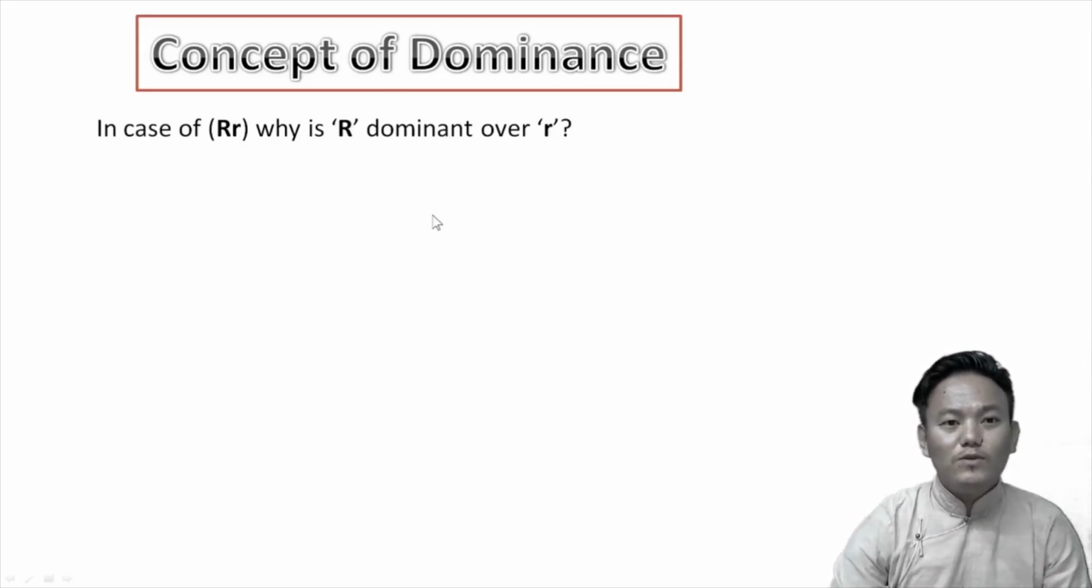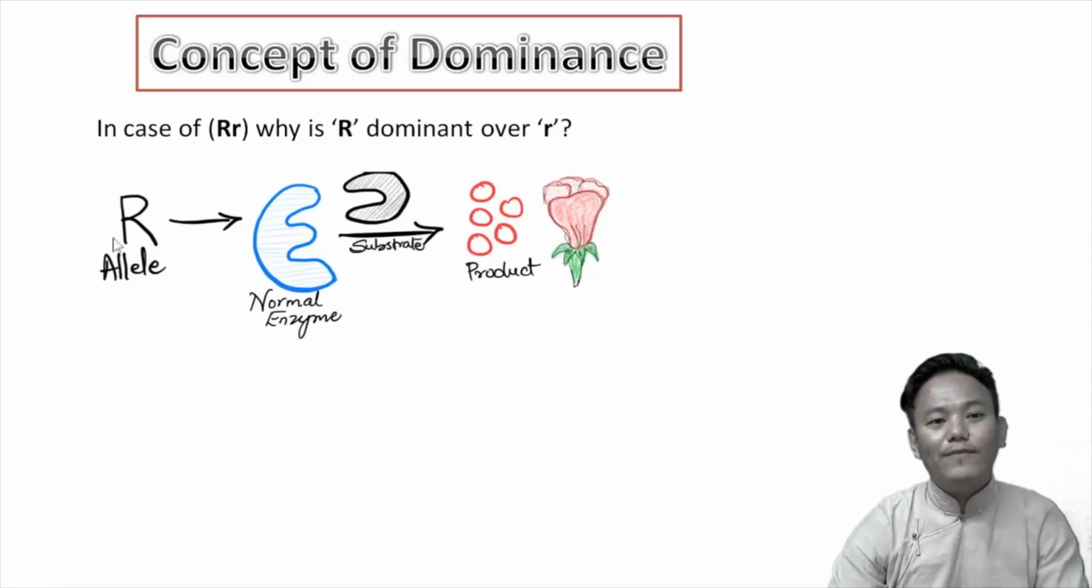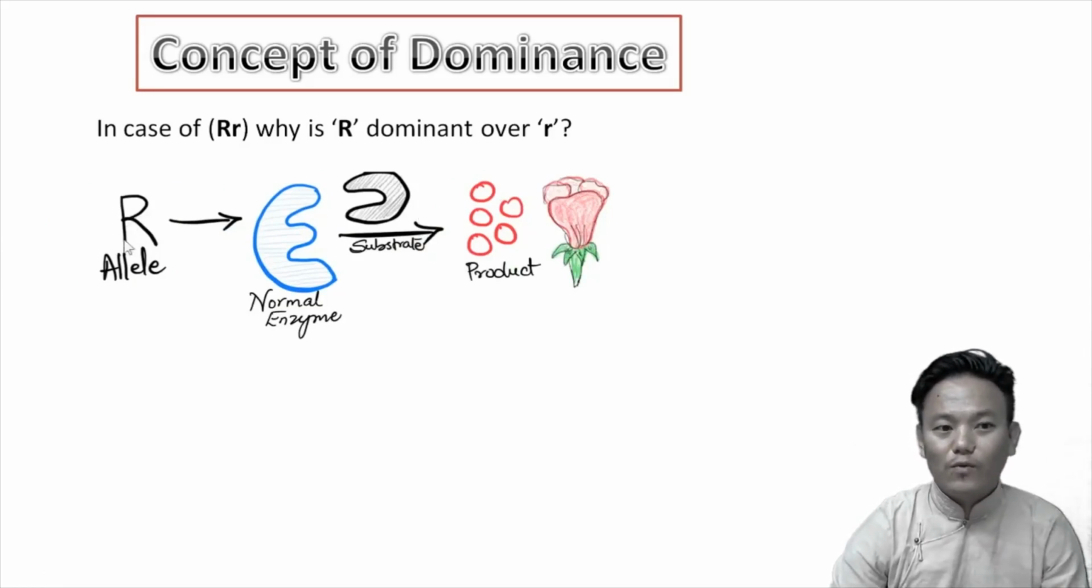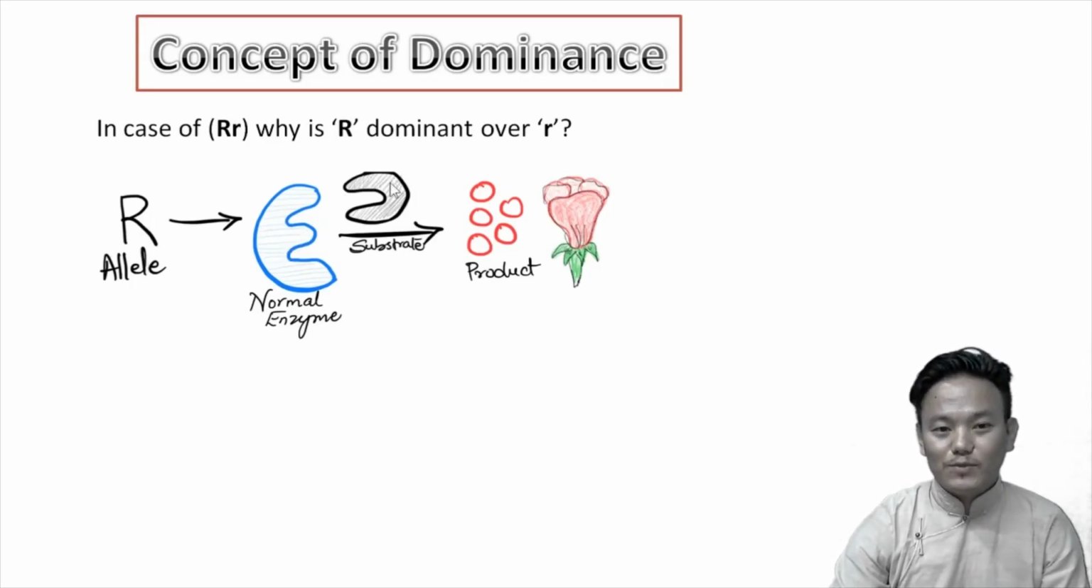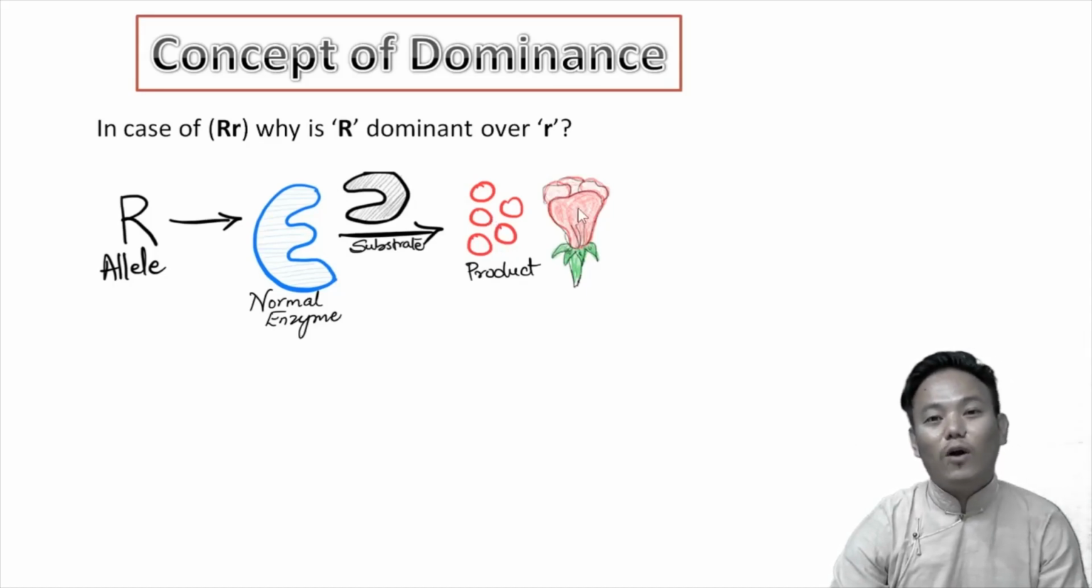To understand this, let's say we have this capital R allele, and this allele codes for one particular enzyme. Let's say this allele produces a normal enzyme. This normal enzyme acts upon a substrate, and when the enzyme reacts with the substrate, it produces a product which is red in color, and this red color results in the formation of a red flower. So this allele produces a red flower.